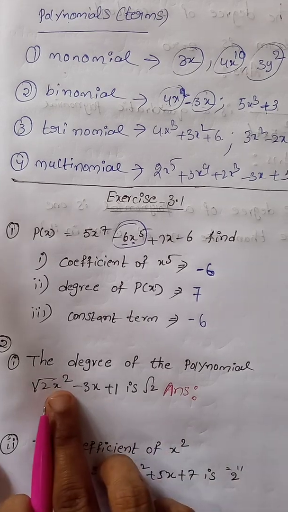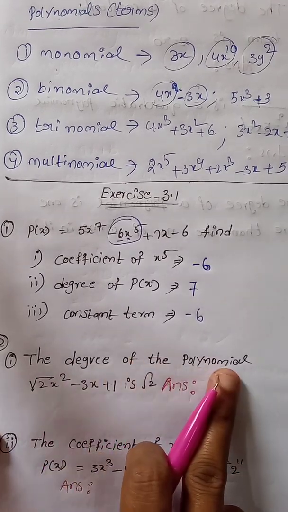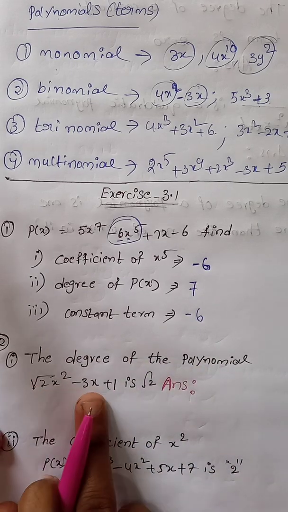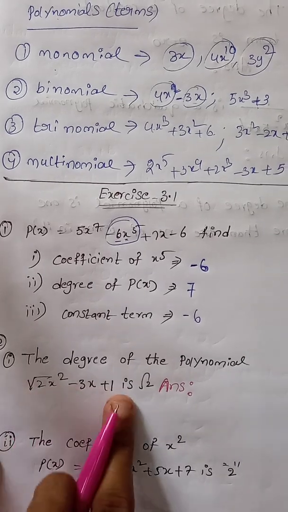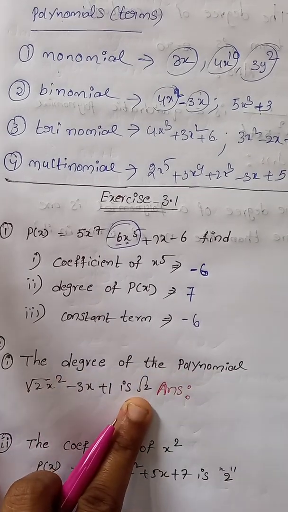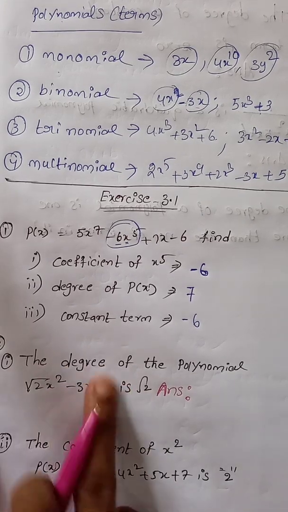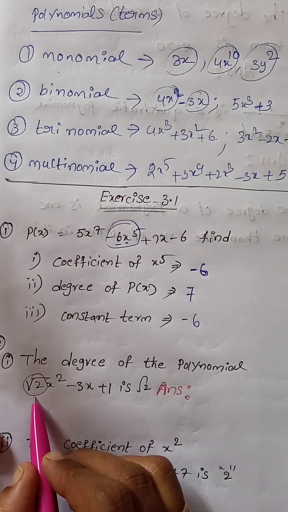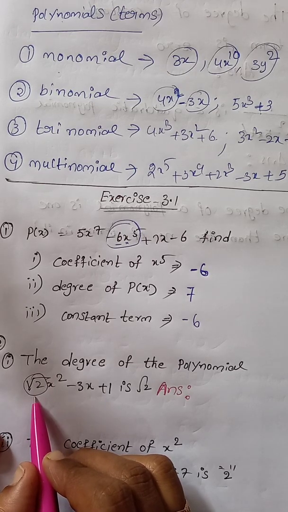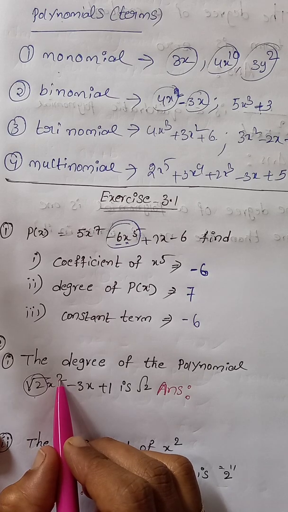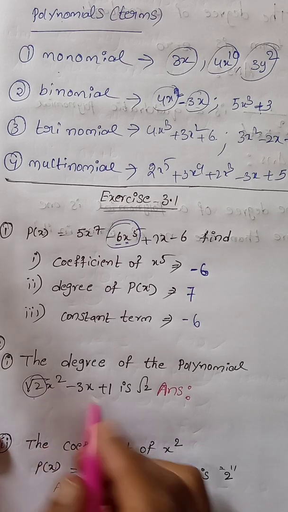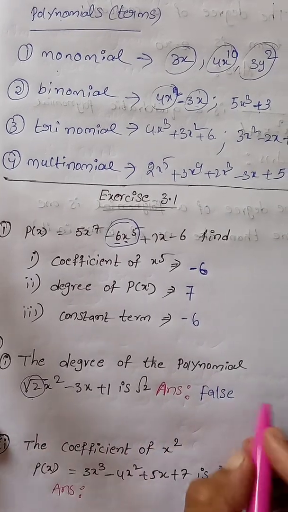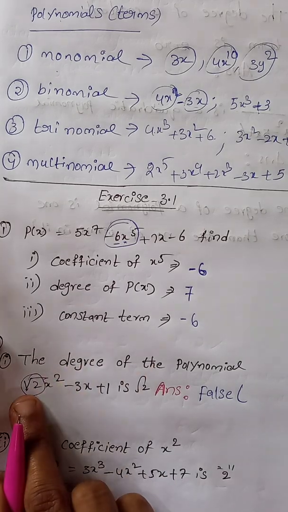Now the first bit is: the degree of the polynomial root 2 x square minus 3x plus 1. This is a polynomial. Okay. In this polynomial, the degree of the polynomial is 2. In the question, they gave the degree of this polynomial as root 2. Is this correct? No. The degree of the polynomial is 2. Answer is false. What is the reason? The degree of the polynomial is 2, not root 2.